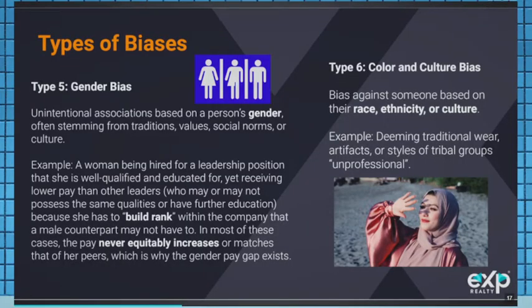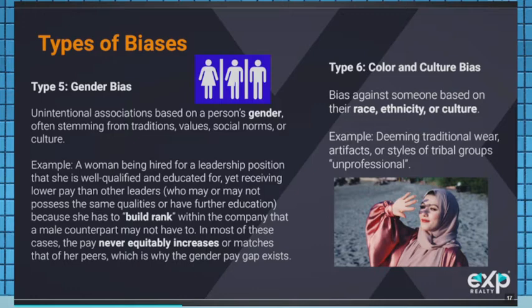All right, moving on to type 5, which is gender bias. This one is very prevalent, and we all know it. Gender bias is unintentional associations based on a person's gender, often stemming from traditions, values, social norms, or culture. Example here is a woman being hired for a leadership position that she's well qualified and educated for, yet receiving lower pay than other leaders who may or may not possess the same qualities or have further education. Because she has to, quote unquote, build rank within the company that a male counterpart may not have to.